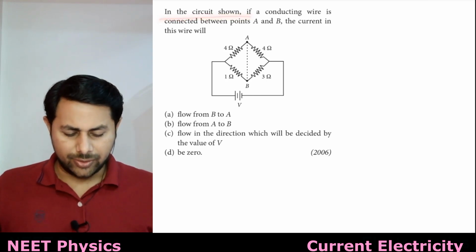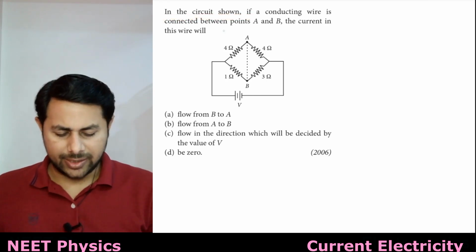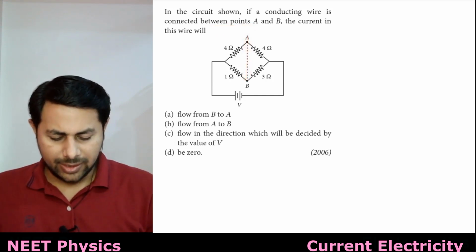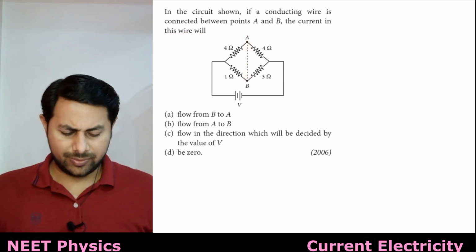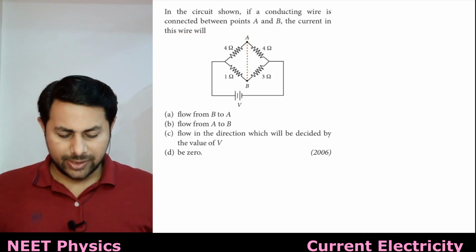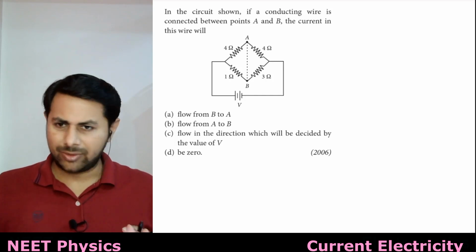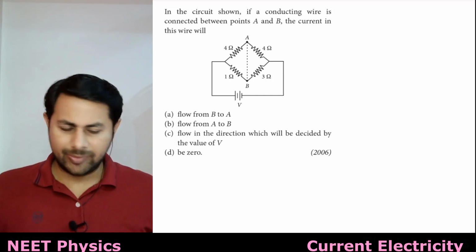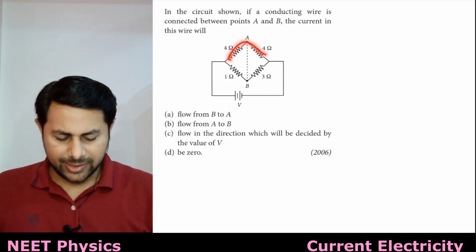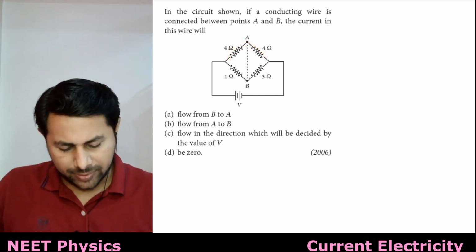In the circuit shown, if a conducting wire is connected between points A and B, the current in this wire will be... will there be any current in this wire? If the bridge is balanced, then there won't be any current. If the bridge is not balanced, then there would be some current. So let's check whether the bridge is balanced or not.